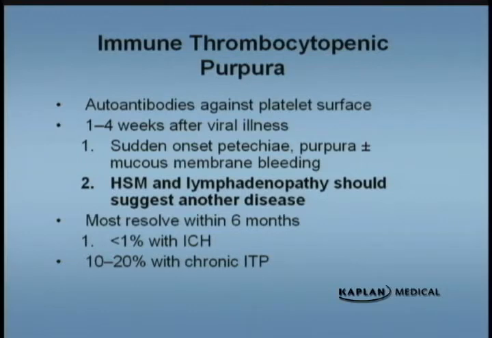The majority of ITP resolves on its own. It takes sometimes a few months, but it'll go away on its own. There is less than a 1% mortality rate, and usually it's secondary to an intracranial hemorrhage. 10 to 20% of patients will go on to develop chronic ITP.